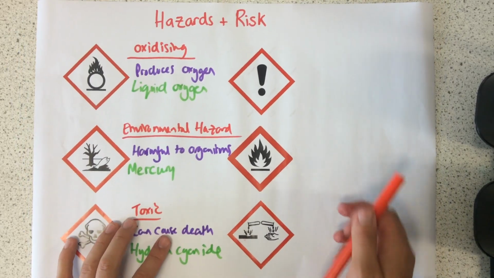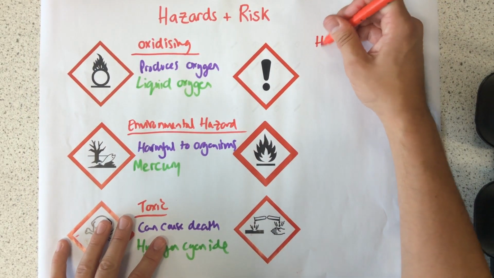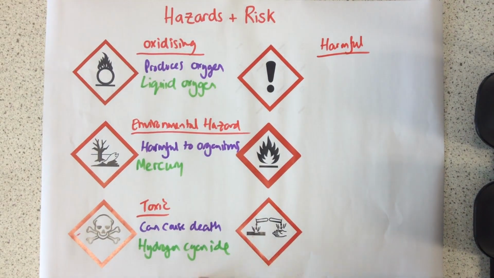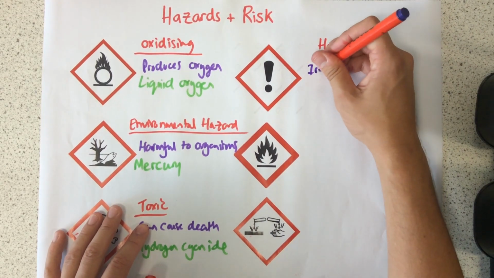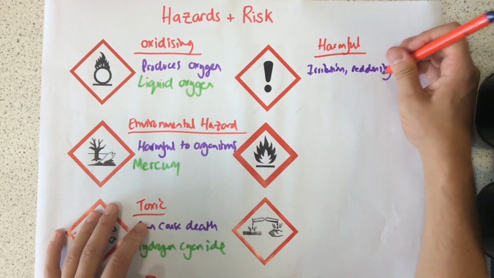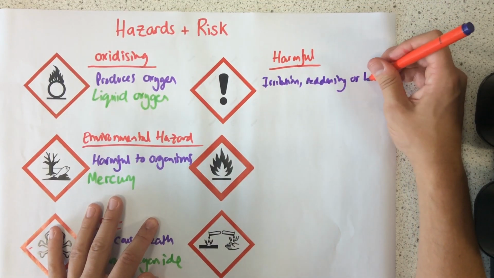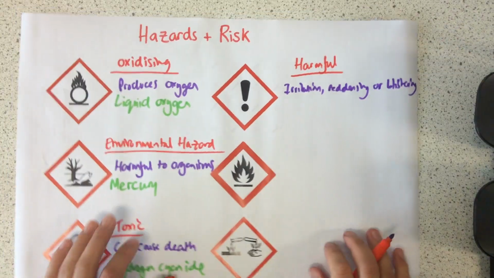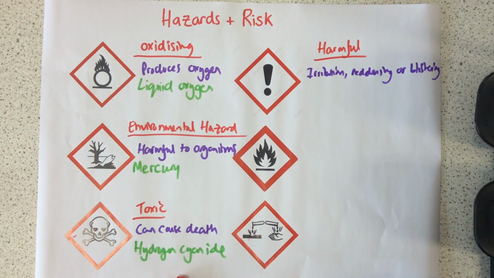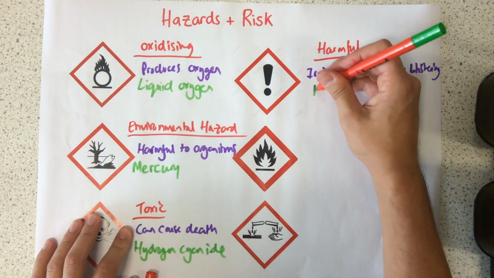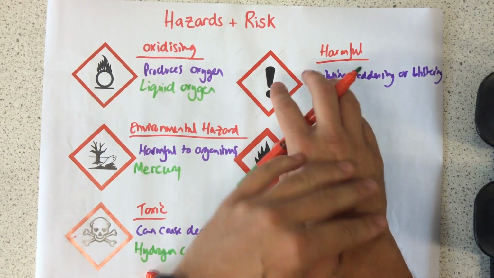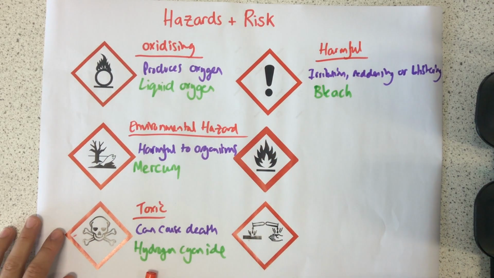Okay, next up, this exclamation mark, this sign here means harmful. So it can basically cause irritation, reddening, or blistering of the skin. So if you spill this chemical onto your hands, these are the different problems that it could potentially cause. An example of this being bleach. So if you were to spill bleach on your hands, it could cause irritation, reddening, and could also cause blisters.